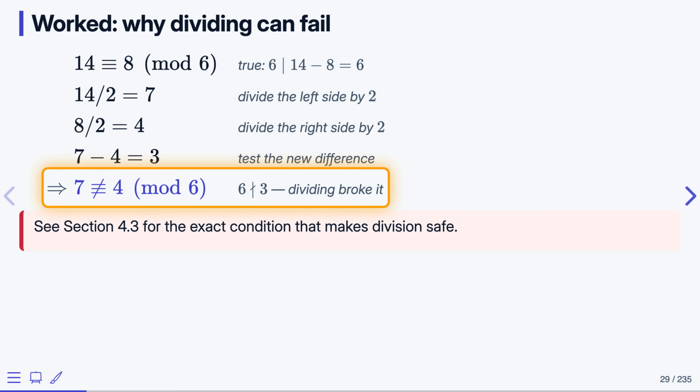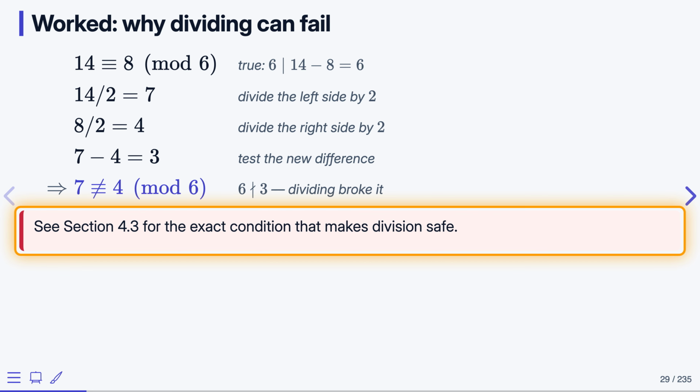Step 4. Does 6 divide 3? No. So 7 is not congruent to 4 mod 6. Dividing broke a true congruence. In section 4.3, we learn the exact condition that makes division safe.